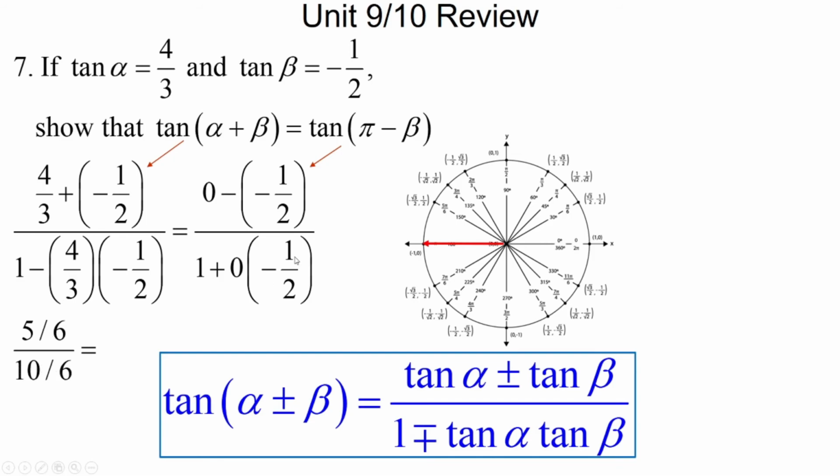Okay, let's simplify this side now. Well, that's 1/2 over 1. That's just 1/2. Okay, cool. Now I'm hoping this simplifies to 1/2 and we are done. Well, 5 over 6 over 10 over 6, the 6's would cancel right there. And we have 5 over 10, which reduces to 1/2. And 1/2 equals 1/2. We could say quod erat demonstrandum.